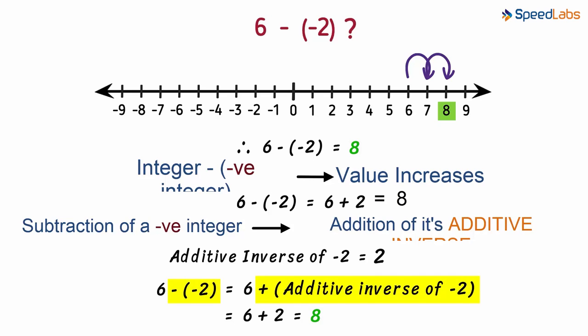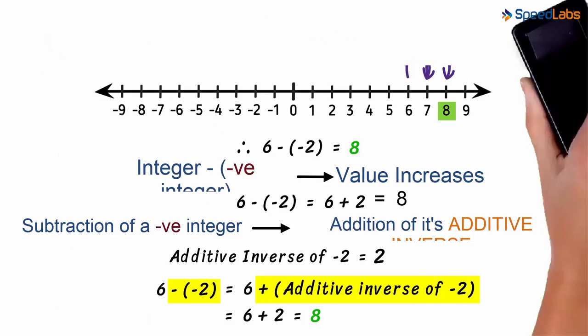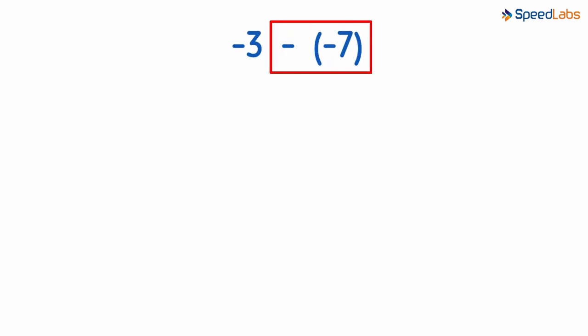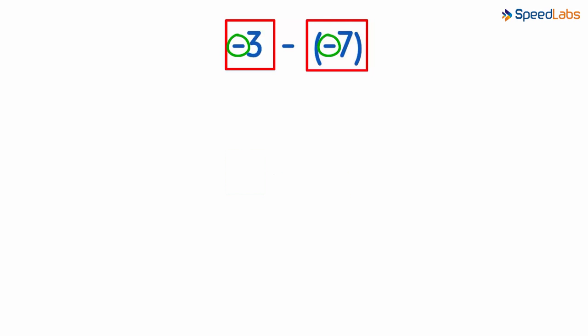With this understanding, let me give you a question to solve. Here it is. Here again, we have to subtract a negative integer. Earlier, we subtracted a negative integer from a positive integer, but this time we have to subtract it from a negative integer. That means both the integers are negative. Give it a shot.